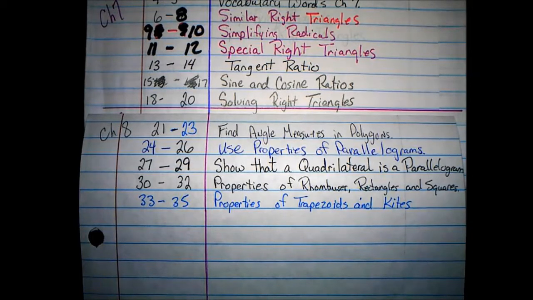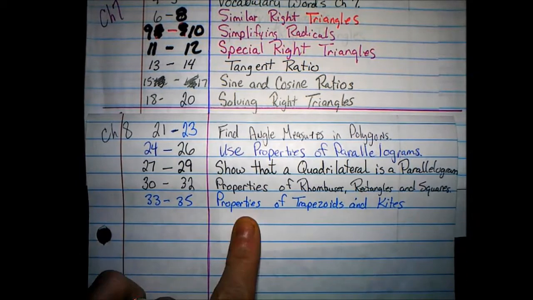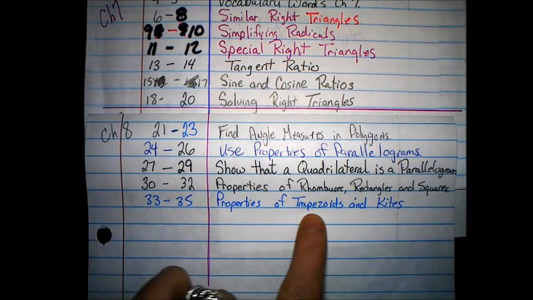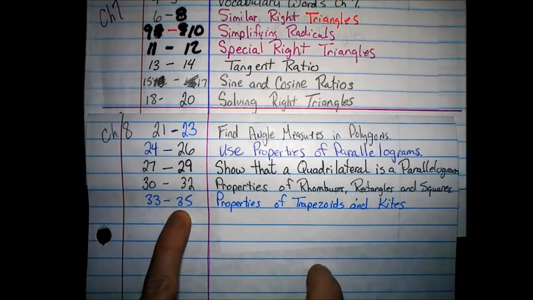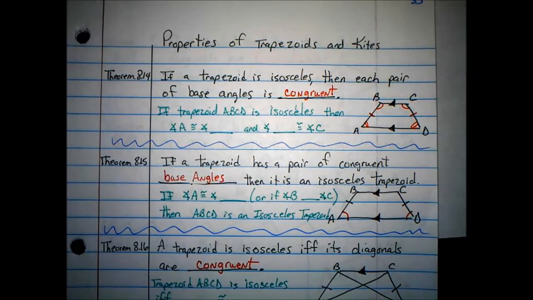Okay, here we go. Our next notes, I believe, is section 8.5, properties of trapezoids and kites, pages 33 through 35. Okay, so here we go. Let me change it over, and here it is. Properties of trapezoids and kites.